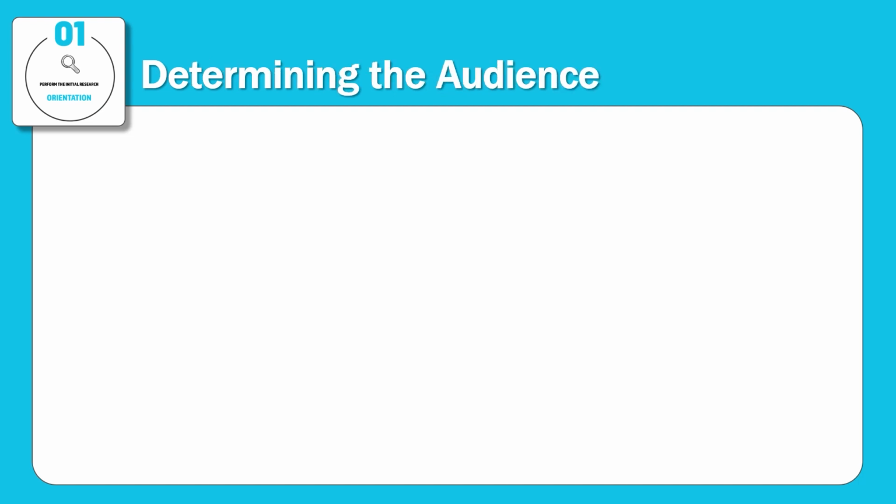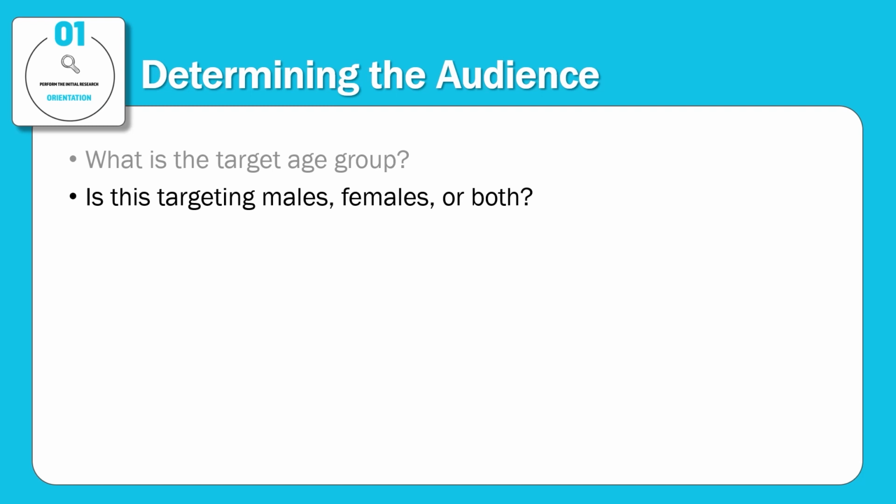Along with this, you need to work with the audience and figure out, who are we trying to sell this product or service to? So some of the things you should be thinking about: What is the target age group? It's a big difference between an 18-year-old male and a 65-year-old female. Along with that, you need to know, are you targeting males, females, or both?